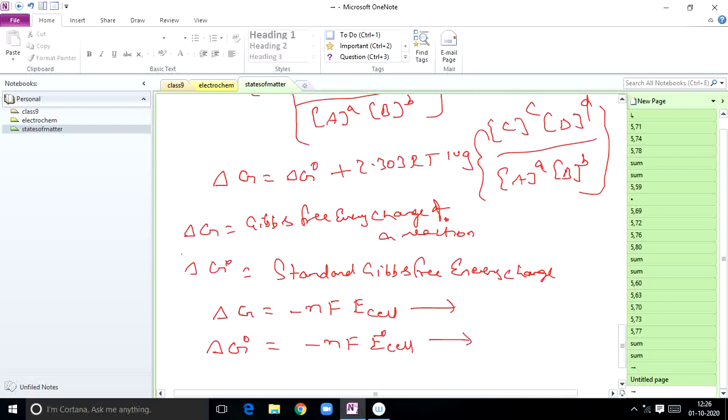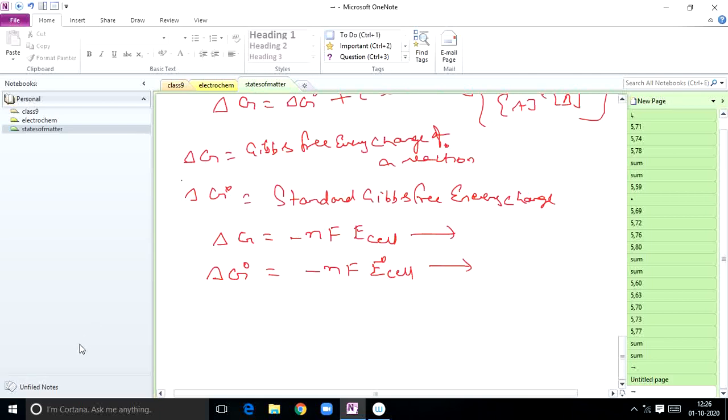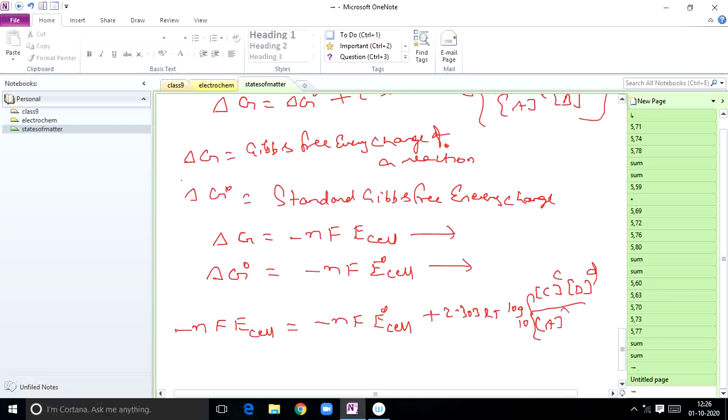So just substitute these two expressions in the above equation, then what are you going to get, students? Minus NF E cell is equal to minus NF E naught of the cell plus 2.303 RT into log base 10 of concentration of C whole power c, concentration of D whole power d by concentration of A whole power a into concentration of B whole power b.